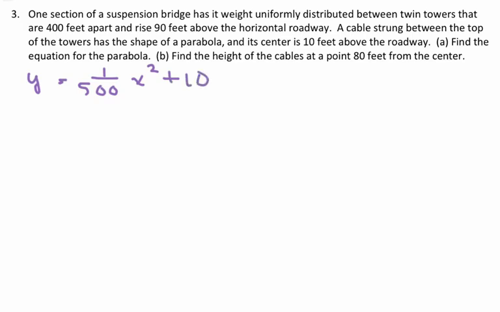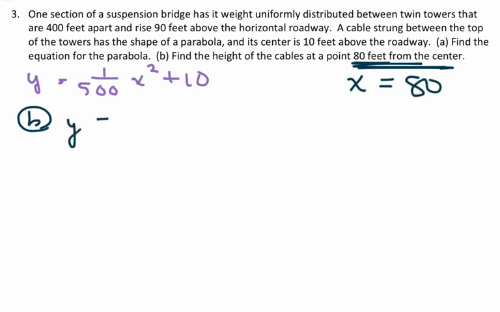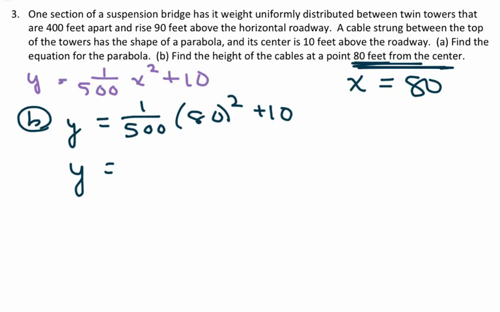So we'll use this now to answer part B. So part B says find the height of the cables at 80 feet from the center. So 80 feet from the center just means it's an x value of 80. So we're going to go ahead and plug in 80 into the x value and then solve for y. So we get y equals 1 over 500 times 80 squared plus 10. This is pretty much just calculator work from here. And from here, if you plug this in your calculator, you get about 22.8. So the height of the cable would be 22.8 feet.